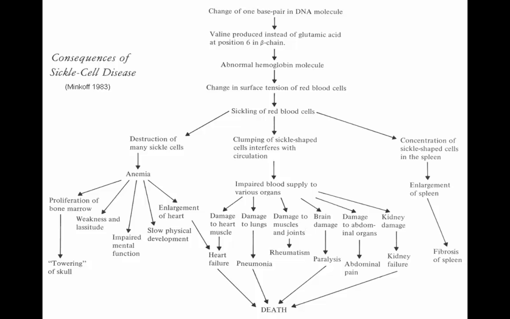This is basically explaining again the pathophysiology. The endpoint is clumping of the sickle cells in the circulation, producing damage at any level in the organ, producing autosplenectomy and fibrosis of the spleen, producing sickling and anemia and all the signs and symptoms of anemia, producing hypertrophy of the heart and heart failure, and also proliferation of bone marrow, producing towering skull. Very high mortality.